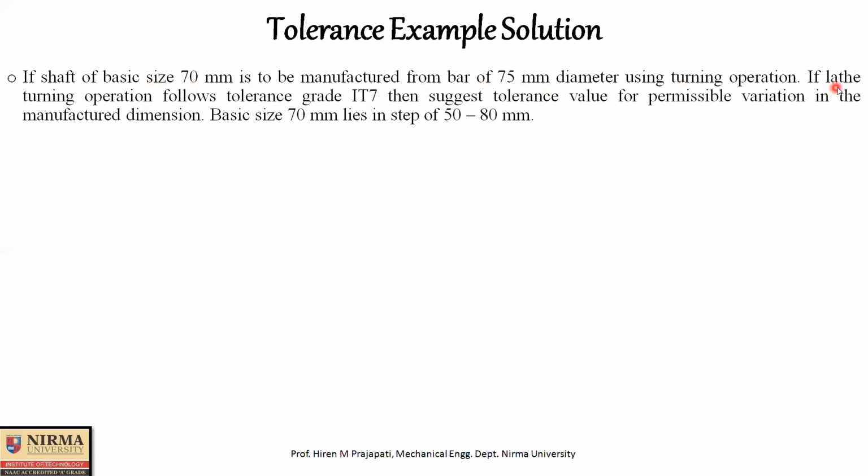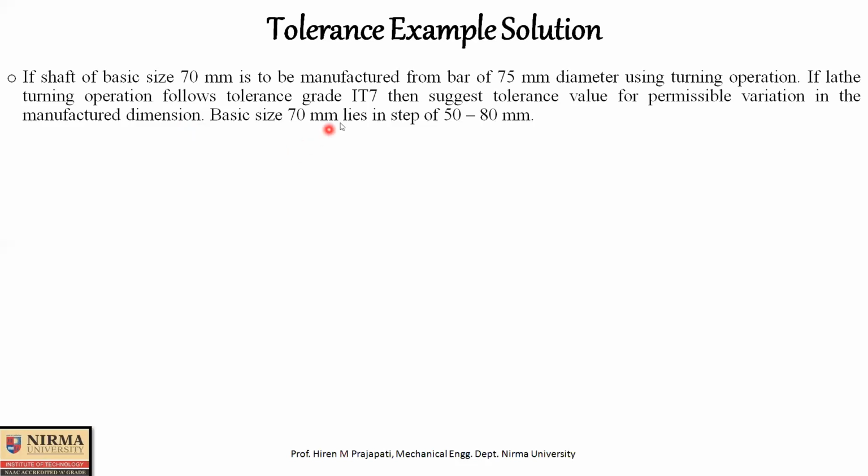Now further, if the lathe turning operation follows tolerance grade IT7, we have discussed that different IT grades are given as per the type of manufacturing process. If you refer to the table which we discussed in the previous video, you find IT7 represents the turning operation. So IT7 grade is defined as the manufacturing grade of this shaft, then suggest the tolerance value for permissible variation in the manufacturing dimension. So we need to find the tolerance value as per IT7 grade.